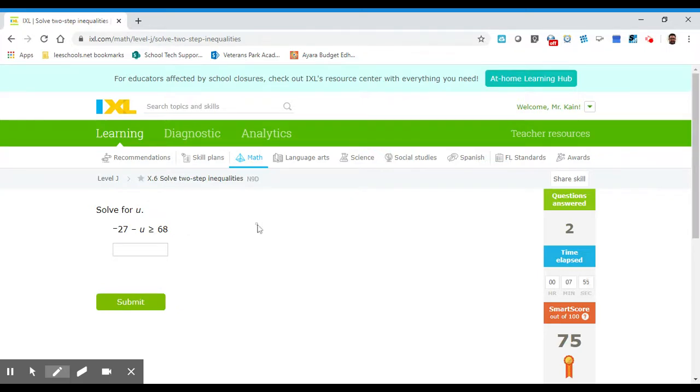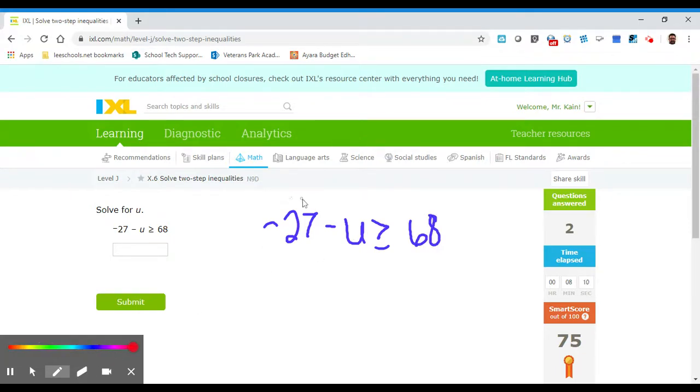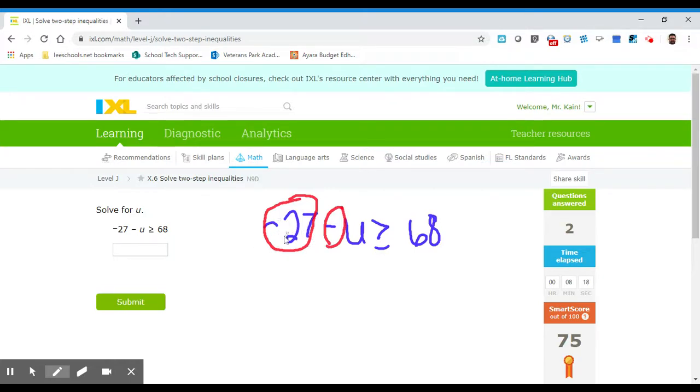And let's go ahead and write down our problem. We have negative 27 minus some number will give you a set of all the numbers that are greater than or equal to 68. So we need to use algebra to get rid of this term, and we need to use algebra to get rid of this negative sign. Okay, so to get rid of the minus 27, we do the opposite operation, add 27 to both sides. This will cancel it out, and it's going to leave you with minus u is greater than or equal to. We add this, and we get 95.